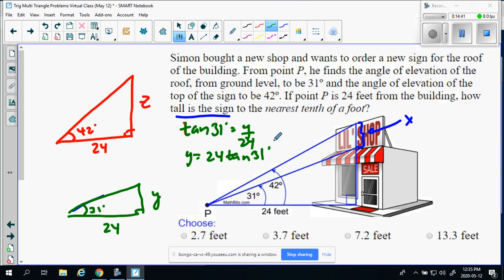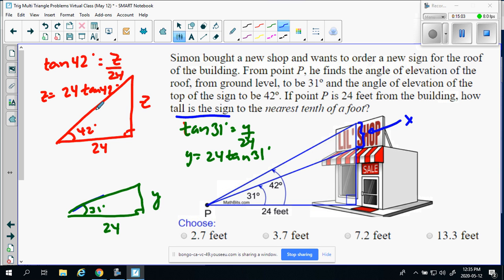I'm going to show you a little bit of a hack here. I'm not going to type that in. I'm just going to find z. So z, similar idea, opposite over adjacent. So tan 42 is equal to z over 24. So that means that z is equal to 24 tan of 42. Let me show you how it's done in university.